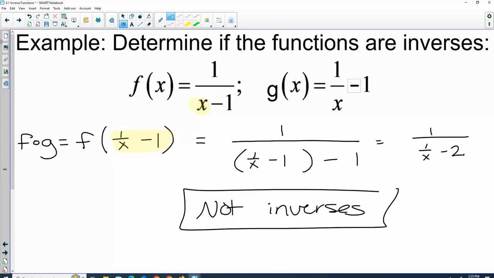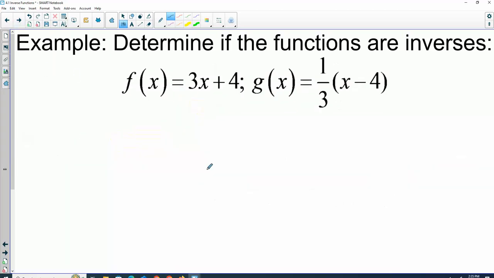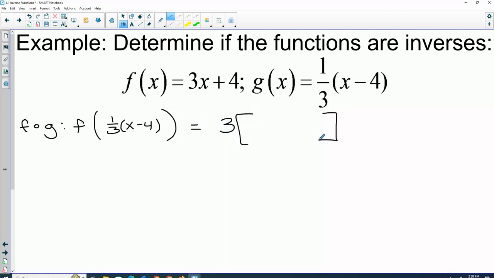Okay, you guys try the next one. Decide if these are inverses. So, f composed with g. That would be f of the 1/3 times x minus 4. If I put that into f, f is 3 times whatever we put in for x plus 4. So if I put in my 1/3 times x minus 4, 3 times 1/3 cancels, so we have x minus 4 plus 4, which is x.